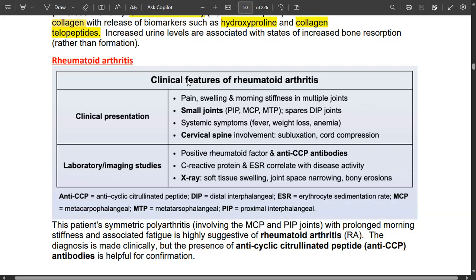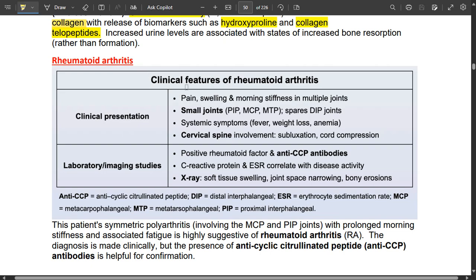Let's now talk about rheumatoid arthritis. There are like 180 pages still remaining, so let me try to do it fast because I know you guys are already very bored by the amount of time I'm taking to complete this topic. So without further ado, let's start the topic now.